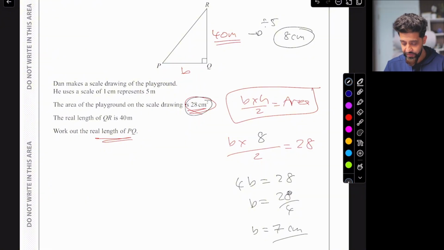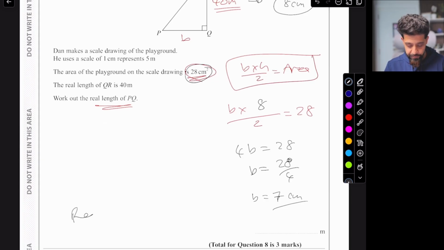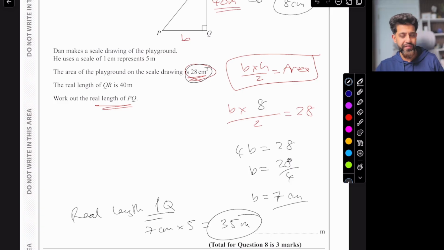PQ, so times it by 5. Okay, so the real length, because every centimeter is 5 meters in real life, so the real length of PQ is to do 7 centimeters times by 5, and 7 times 5 is 35 meters. So in real life, it's 35 meters.